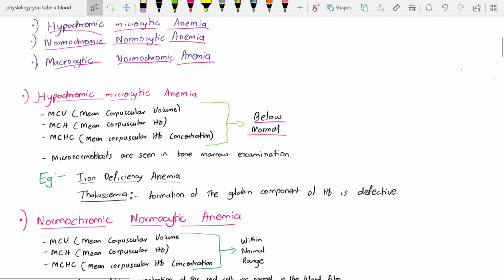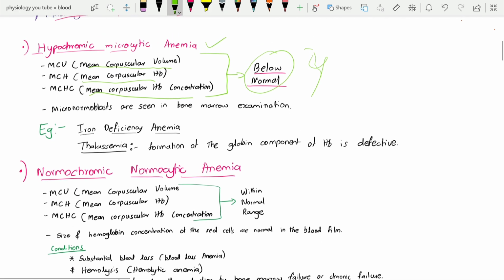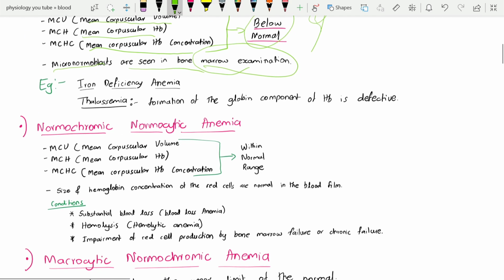Coming to hypochromic microcytic anemia, here mean corpuscular volume, mean corpuscular hemoglobin and mean corpuscular hemoglobin concentration are below normal. If you don't know about this, soon I am making a video on blood indices. You will come to know what MCV, MCH and MCHC are. Micronormoblasts are seen in bone marrow examination. Examples are iron deficiency anemia as well as thalassemia, where the formation of the globin component of Hb is defective.